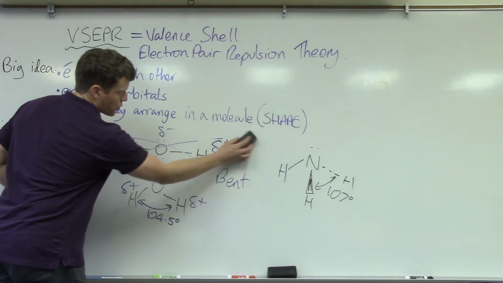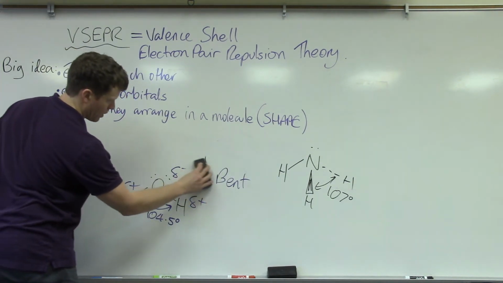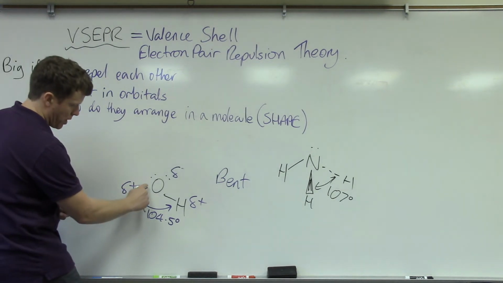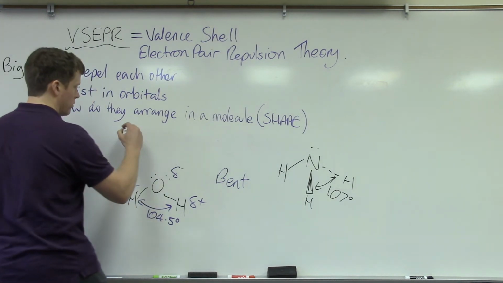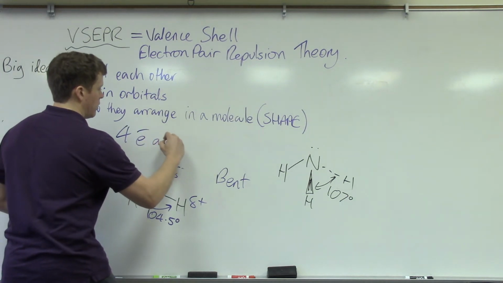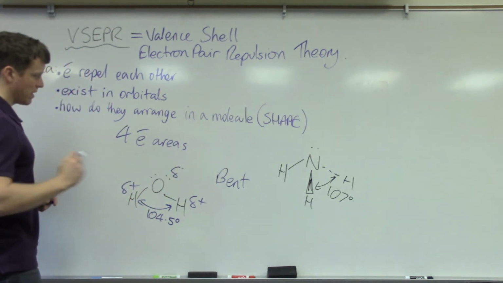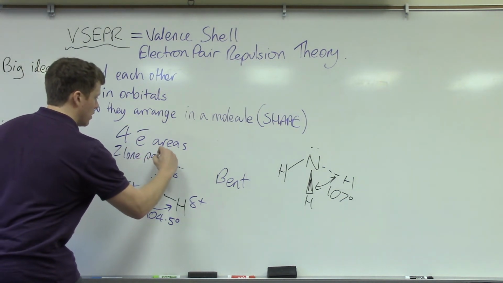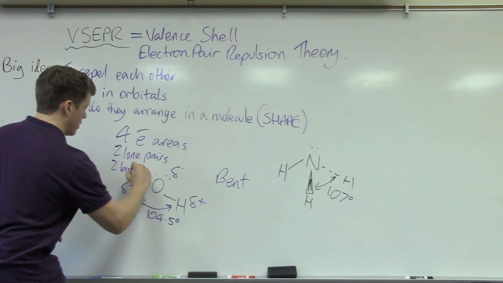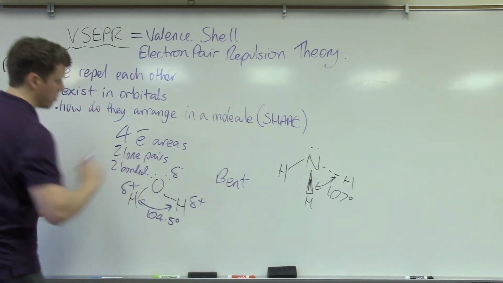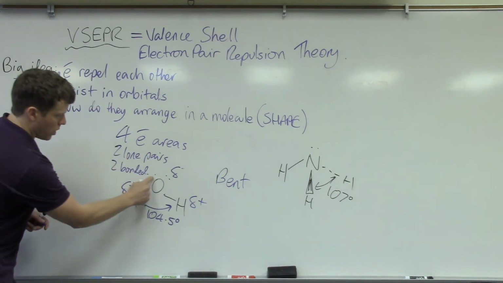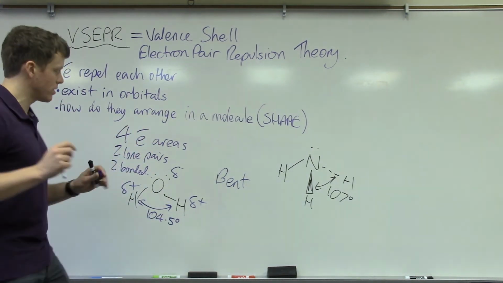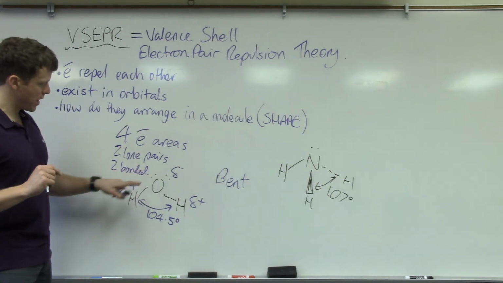So for H2O, what you do is you count up the number of electron areas. So this would be 1, 2, 3, 4. So then the next thing to say is that we've got 2 lone pairs, 2 bonded pairs. So 1, 2, 3, 4: 4 areas where there are electrons. It's a really clever name, electron areas. So 2 lone pairs, 2 bonded pairs.